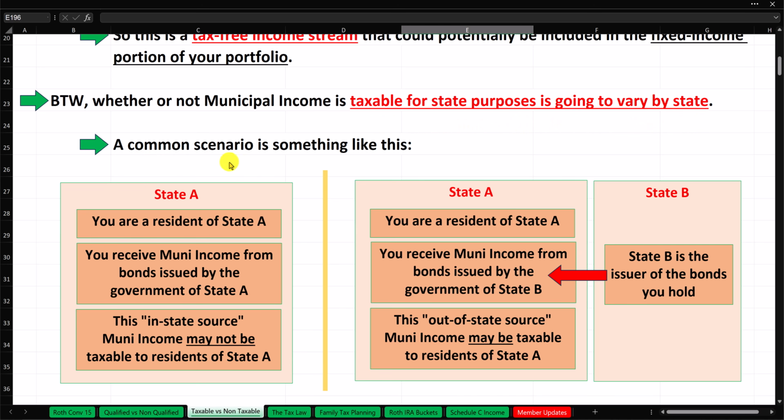A common scenario is something like this. Let's say that you are a resident of state A and you receive muni bond income from bonds issued by the government of state A. This in-state source muni income may not be taxable to residents of state A. On the other hand, let's say you're a resident of state A and you receive muni bond income from bonds issued by the government of state B. A lot of times this out-of-state source muni income may actually be taxable to residents of state A.